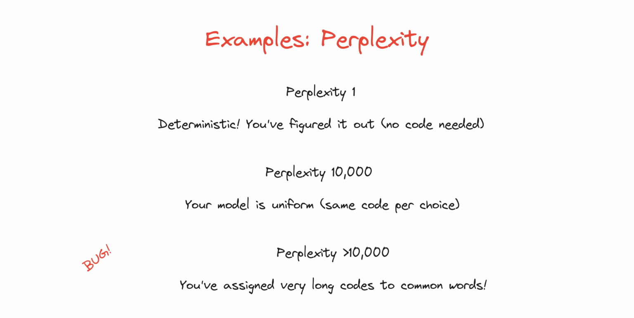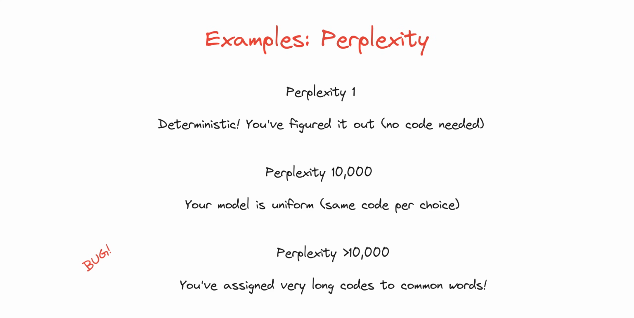Alternatively, let's say our perplexity is 10,000. This implies that we need a string of size log base 2 of 10,000 to communicate any word in our dictionary. That means we're not really getting any advantage from language modeling at all. It implies that our model is basically uniform. If we were trying to guess the next word, we would basically have to roll a 10,000-sided dice.